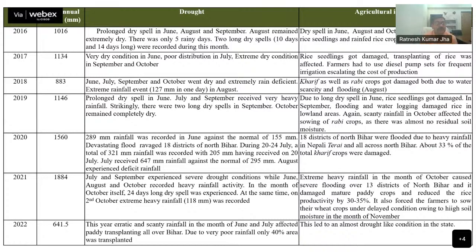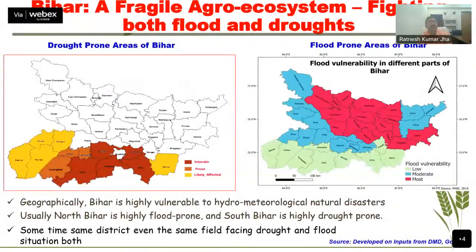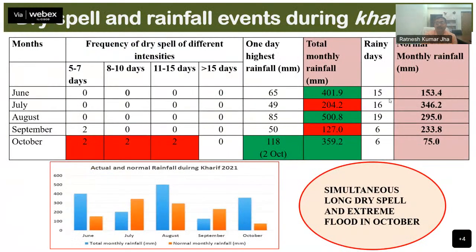So you see, in 2020, 2021, the rainfall was more than 150% and 200%. But again, we are observing in 2020, rainfall was just half of the normal. So we cannot say very surely which crops should be taken. And so we have a fragile ecosystem, with both flood and drought from the same rain. So this is a very peculiar situation.